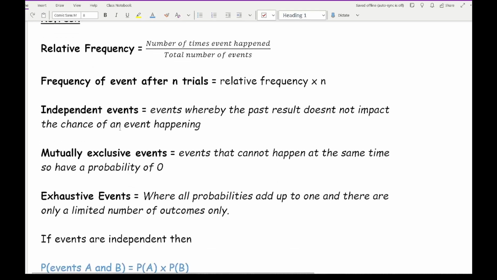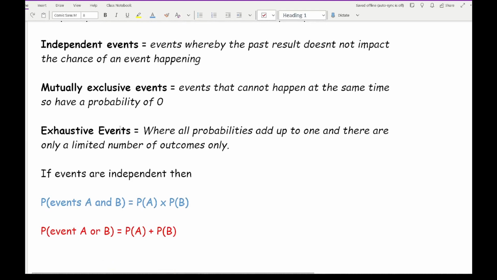The next word we move on to is mutually exclusive. Mutually exclusive basically means that these 2 events or multiple events cannot happen at the same time. So for example, you rolling an even number and an odd number on a die can't happen at the same time. And so the probability of mutually exclusive events both happening will always be 0.